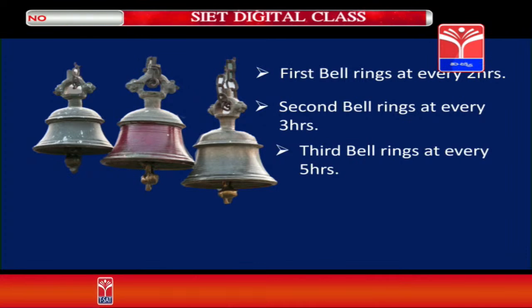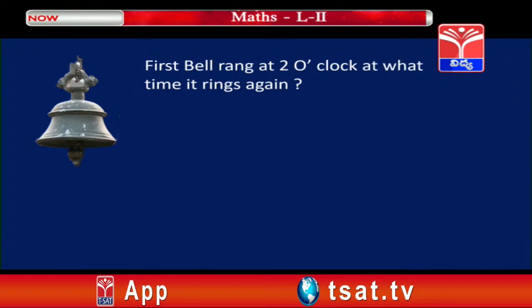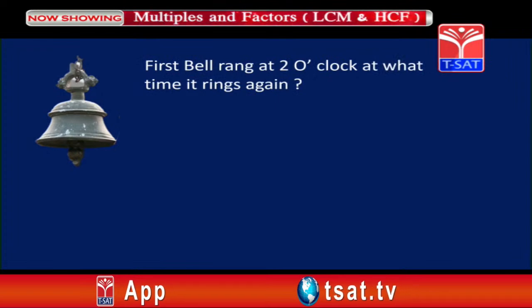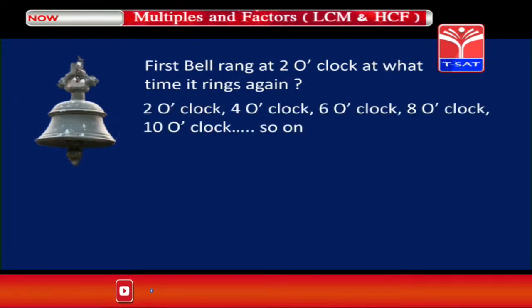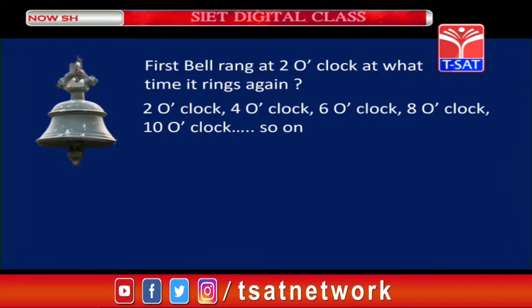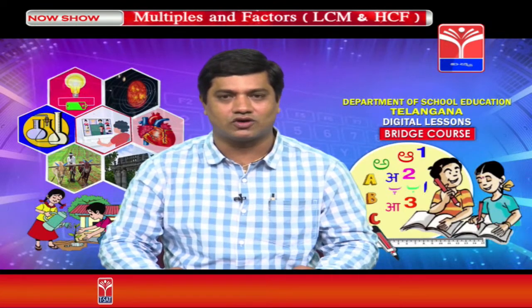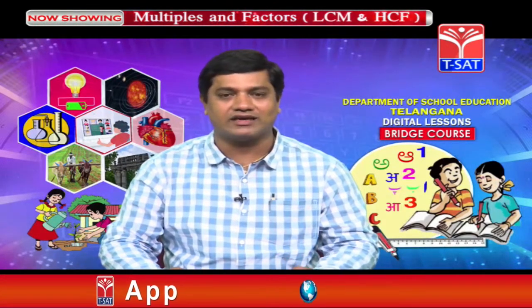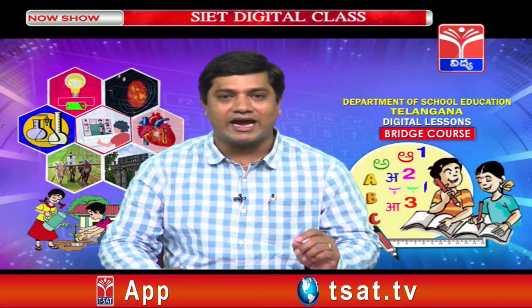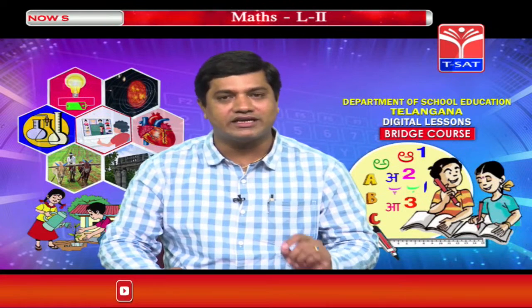First bell rang at 2 o'clock. At what time does it ring again? It rings at equal intervals of 2 hours each. Hence, it rings again at 4 o'clock, again at 6 o'clock, 8 o'clock and 10 o'clock and so on. For every 2 hours gap, it rings.